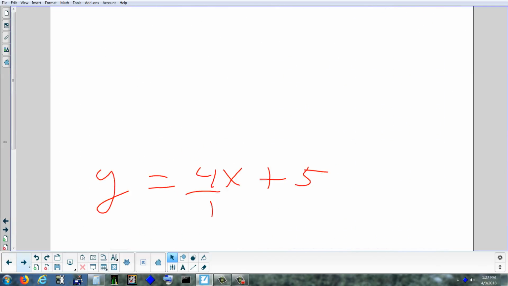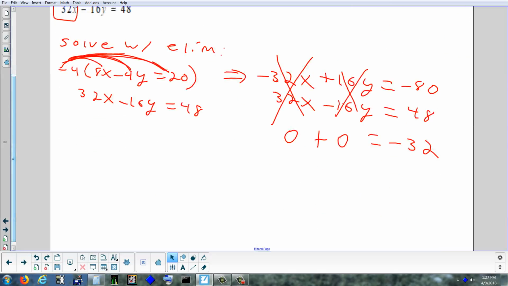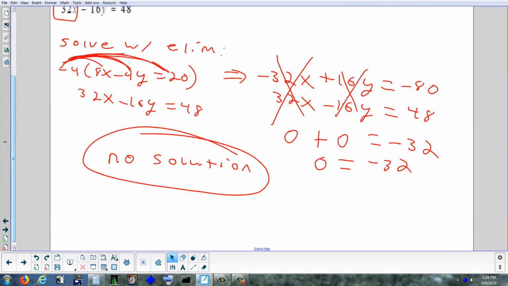So are there no solutions? Well, let's finish it up. What's 0 plus 0? 0. This says 0 is the same as negative 32. No. That's not true, so there's no solution. If you get to this step and you end up with no letters and you read it to yourself, 0 is the same as negative 32. No. That's no solution. This is not true, which means no solution.